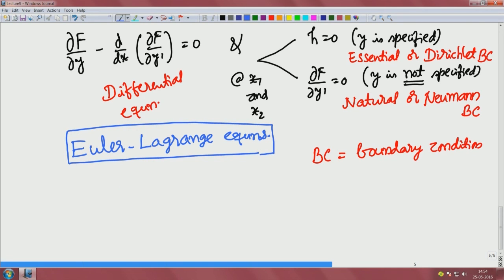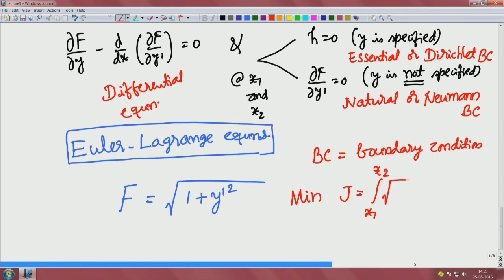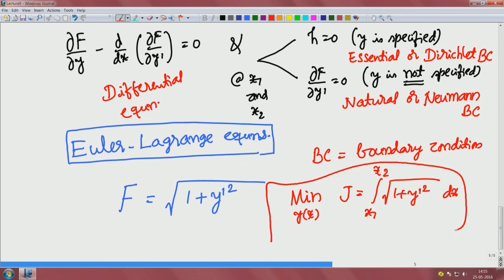So, if you want to try, let us take a particular f to begin with. Let us take 1 plus y prime square, meaning that the problem I am considering is: minimize J, where J is the integral from x1 to x2 of square root of 1 plus y prime square dx, with respect to y of x. Then for this problem we can write the Euler Lagrange equation and the boundary condition, and try to find the solution, which we will do when we continue this lecture.